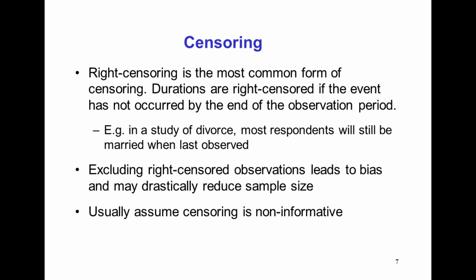Let me just go back to this censoring issue. So the censoring I described, where a person may not have experienced the event by the last time you observed them, but may in the future, that's called right censoring. And so I mentioned already that excluding them could lead to bias. An assumption that you're making here, though, by including them, is that the censoring is non-informative.